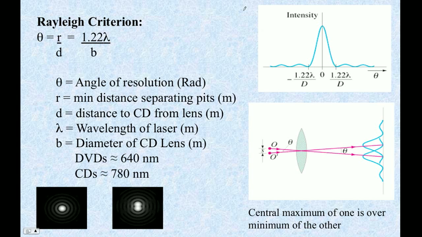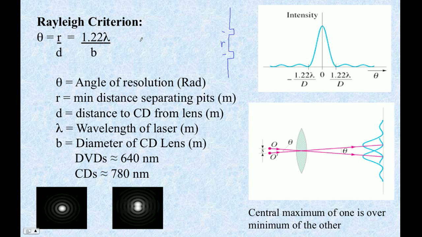Okay, so they want us to talk a little bit about the Rayleigh criterion. So let's suppose you've got a couple pits like this, right? We want to be able to resolve those pits. Those pits are separated by a distance r. I'll go center to center, call that r.